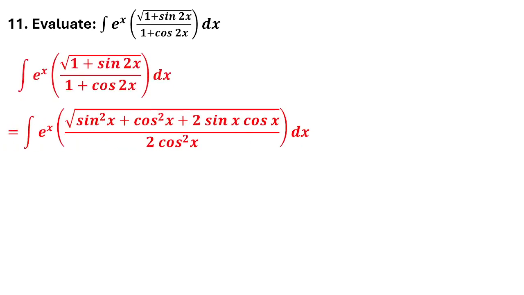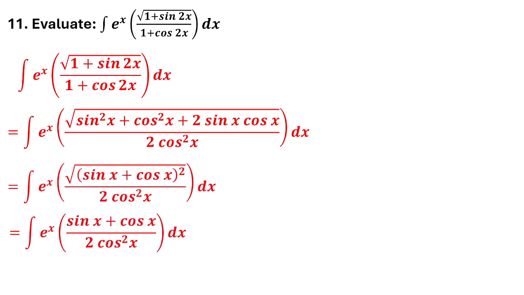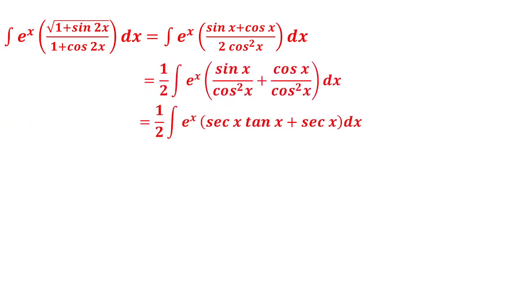For sin 2x, I am writing 2 sin x cos x. For 1, I am writing sin square x plus cos square x. Therefore, it will become sin x plus cos x by 2 cos square x. Split it into 2. It will become sin x by cos square, which is secant x tan x. And cos x by cos square is 1 by cos x, which is secant x. Now, can you identify which is the function, which is its derivative?